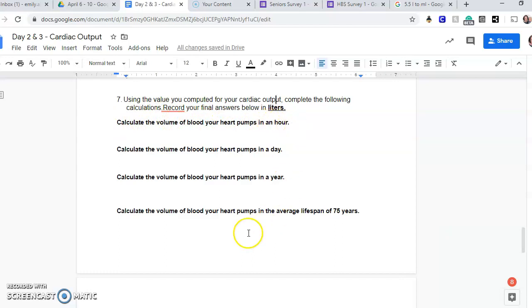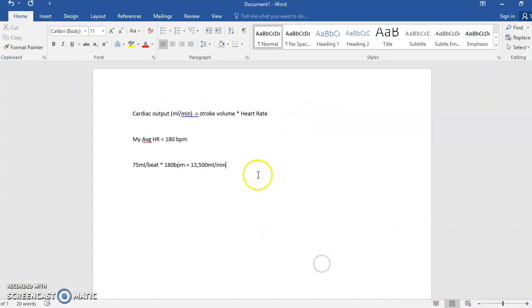So on this first one, it says calculate the volume or amount of blood your heart pumps in an hour. So if I go back here to my math, I see that my heart pumps 13,500 milliliters in a minute. So the question here is, how much blood does my heart pump per hour? So we have how much per minute, but how much would this be per hour? So all I have to do is I take 13,500 milliliters per minute.